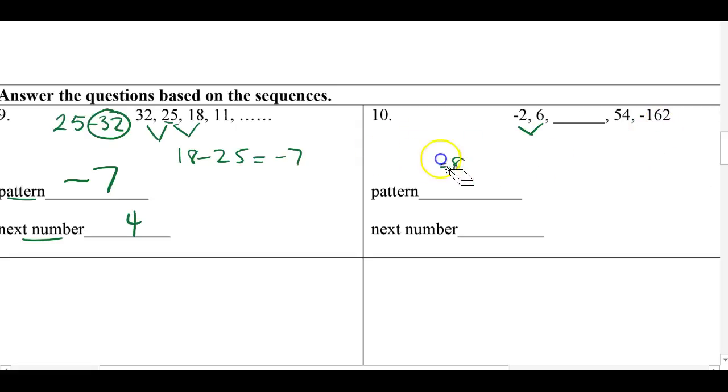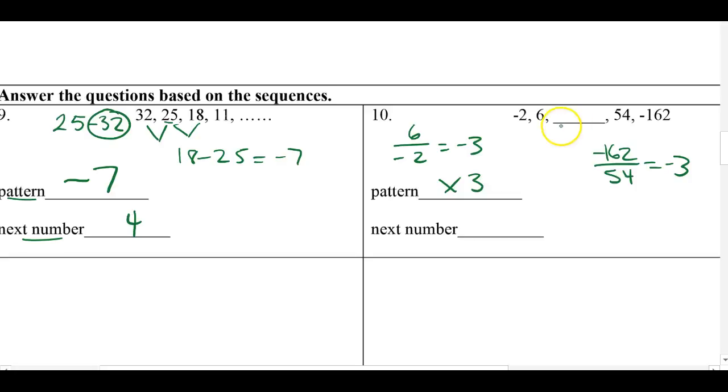Okay, so the next thing I want to try is I still go to the next number, and I divide it by the number before. So it's 6 divided by -2 is -3. Okay, so now I want to do that with the next one. So -162, the next number, divided by the number before, 54. Well, that's going to give us -3. So what that means is that we're multiplying by -3.